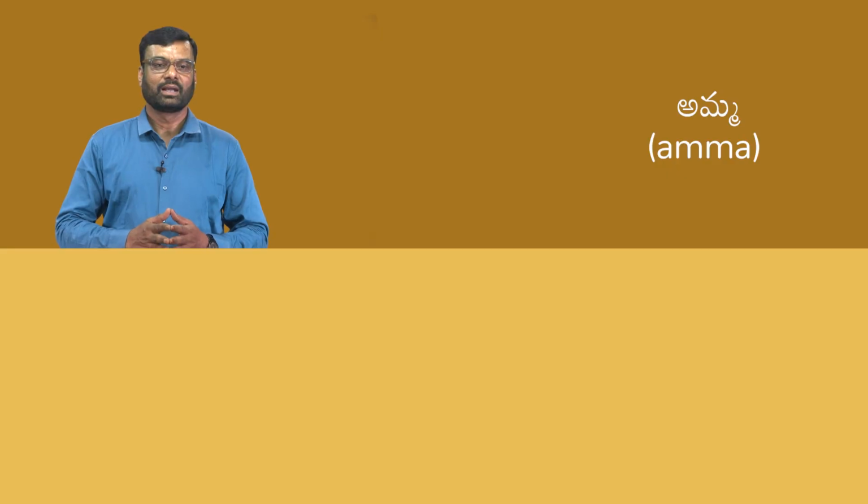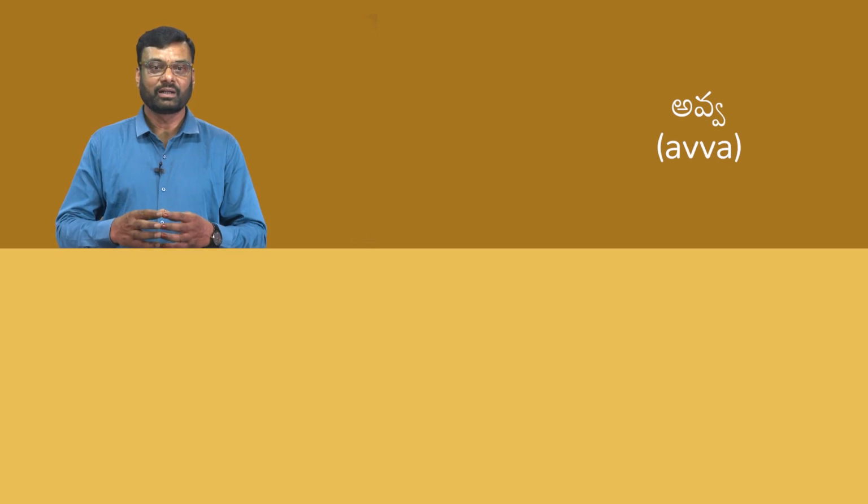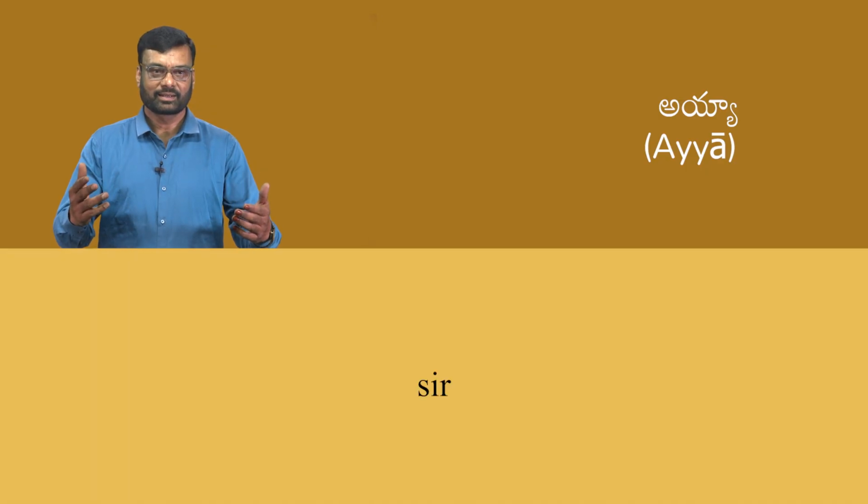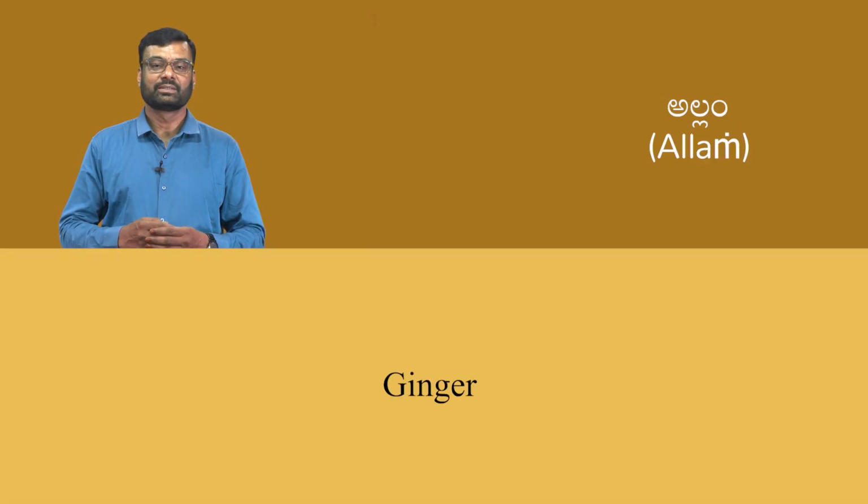A key aspect to be considered is gemination or consonant doubling in Telugu language. This phonological process involves the duplication of consonants for purposes such as phonetic emphasis, rhythmic structuring, and the formation of onomatopoeic words. Examples include Amma, which conveys mother. Avva, which means grandmother. Ayya, which means sir. Allam, which conveys ginger.